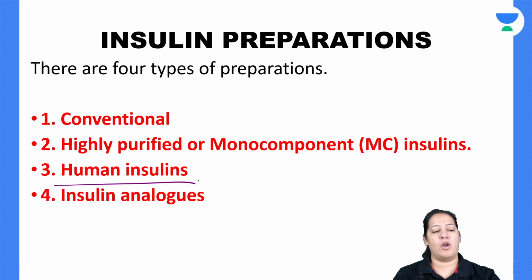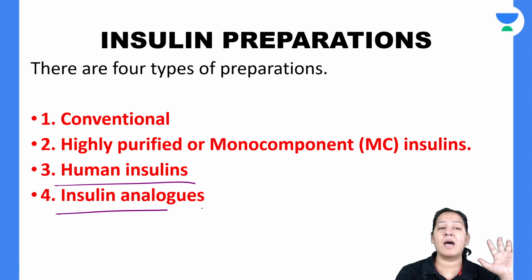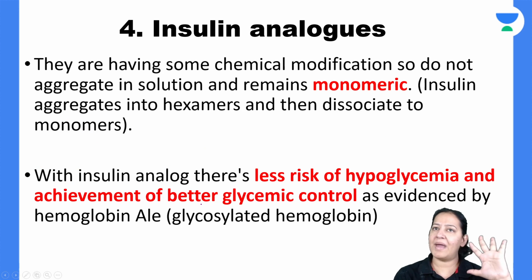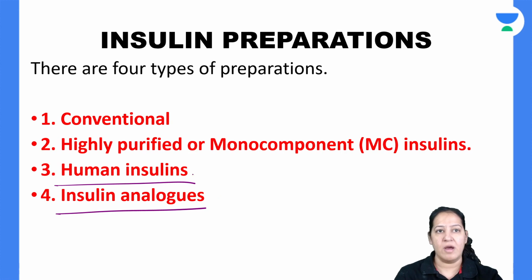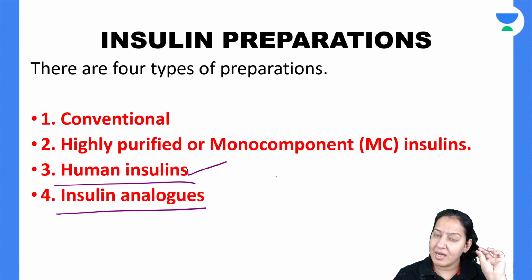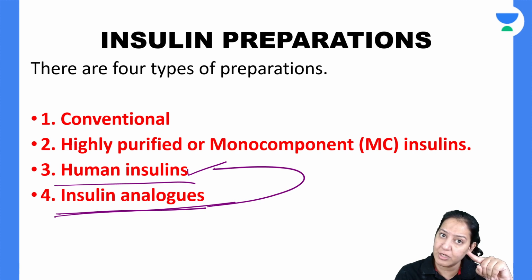Coming to insulin analogs. The third and last one are the insulin analogs. Now, there are many analogs which we have synthesized. First, we synthesize human insulin by using genetic engineering, by using a gene, that is the insulin gene of the human. Now, we will do some changes in that. That is known as insulin analog. We are doing changes in human insulin.